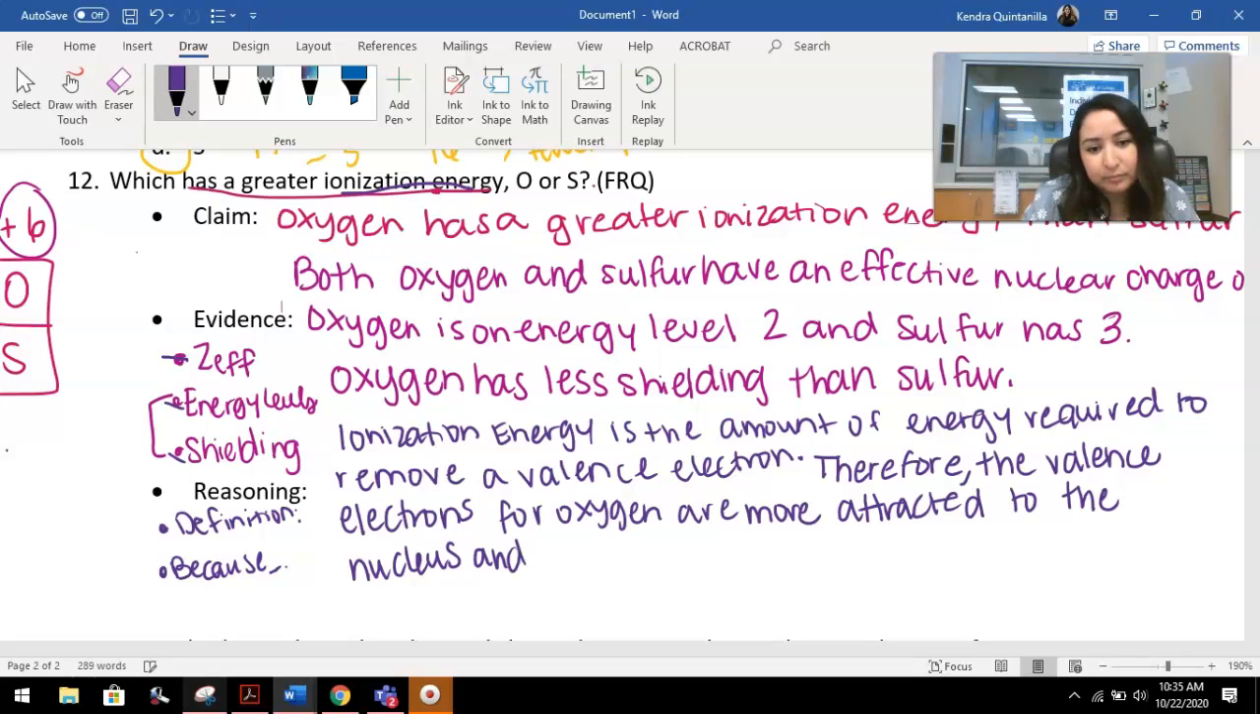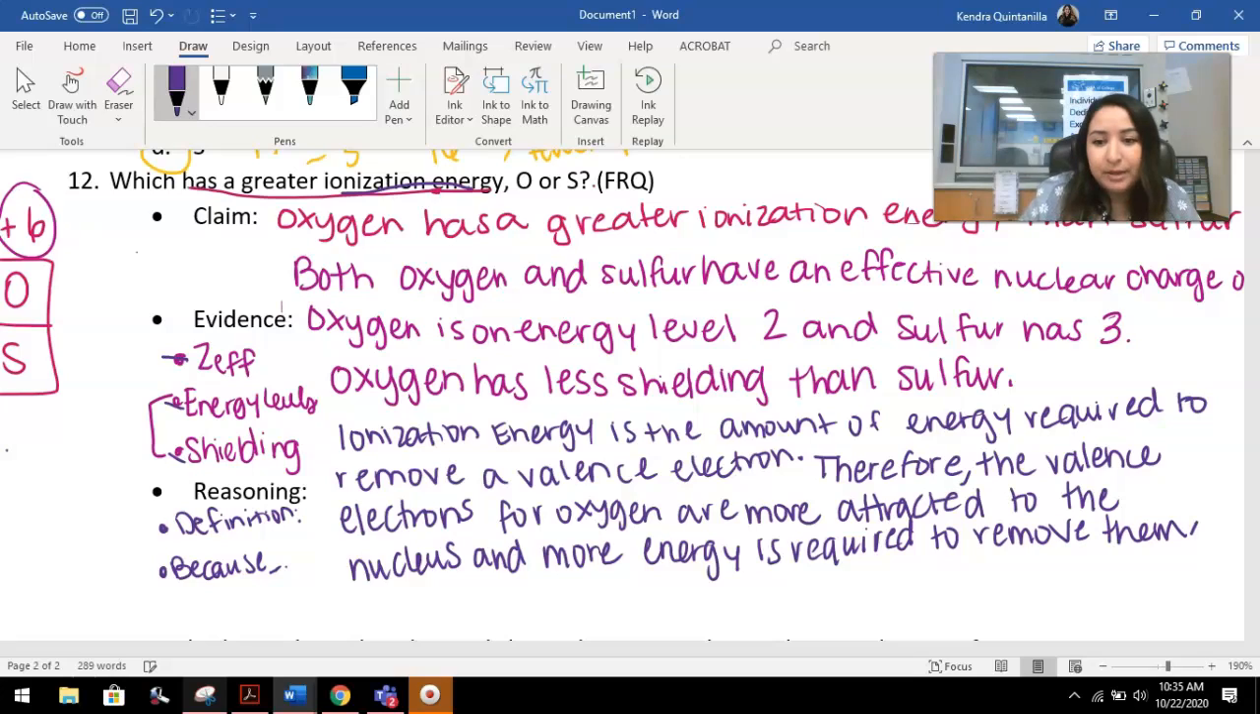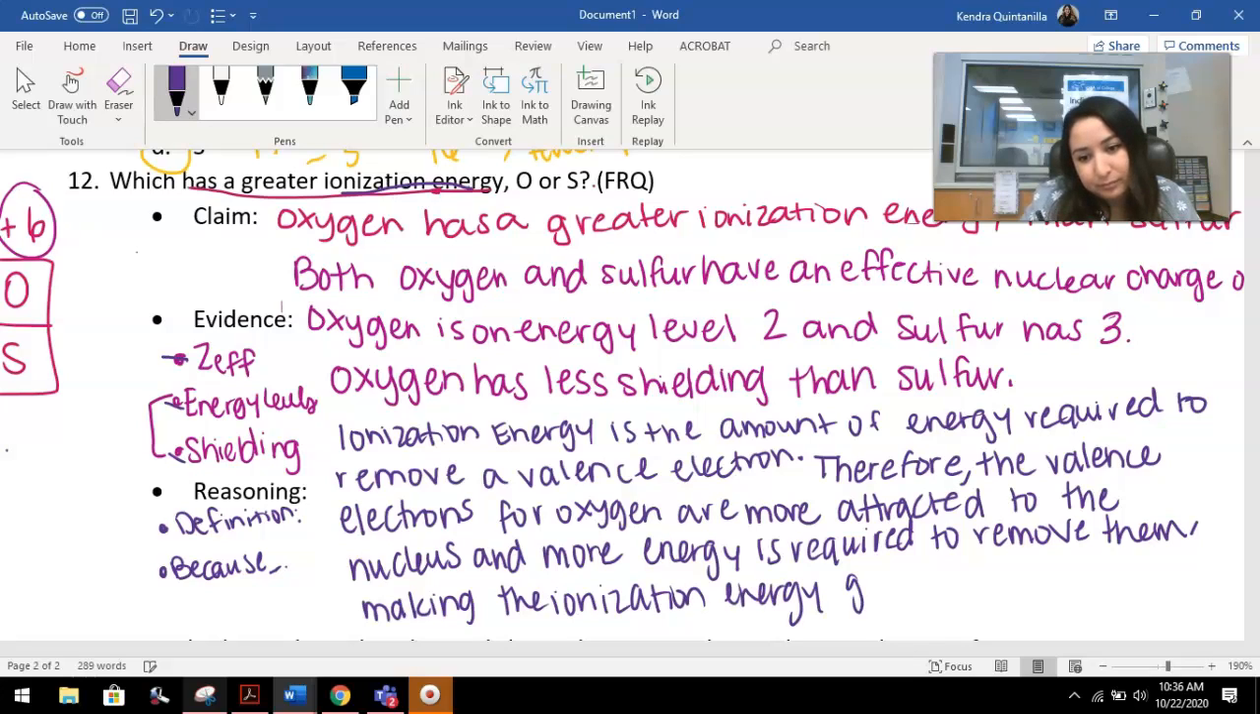and more energy is required to remove them. Making the ionization energy greater. There you go. Period. Now, this is a good answer.